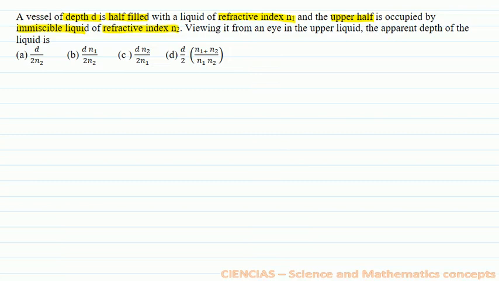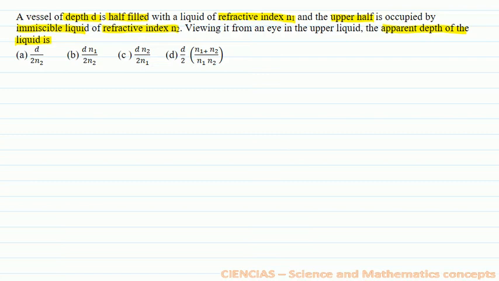Viewing it from an eye in the upper liquid, the apparent depth of the liquid is: option A, d upon 2 N2; option B, d N1 upon 2 N2; option C, d N2 upon 2 N1; option D, d by 2 bracket N1 plus N2 upon N1 N2.